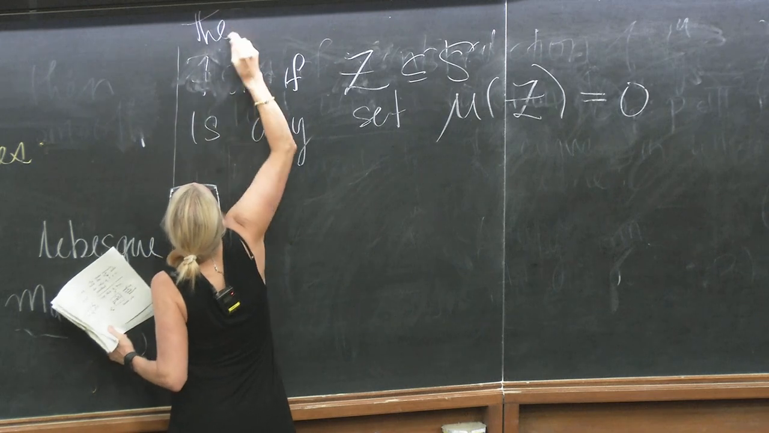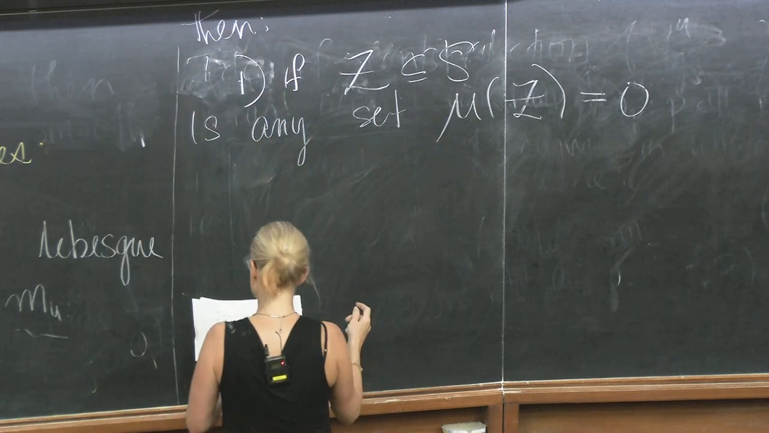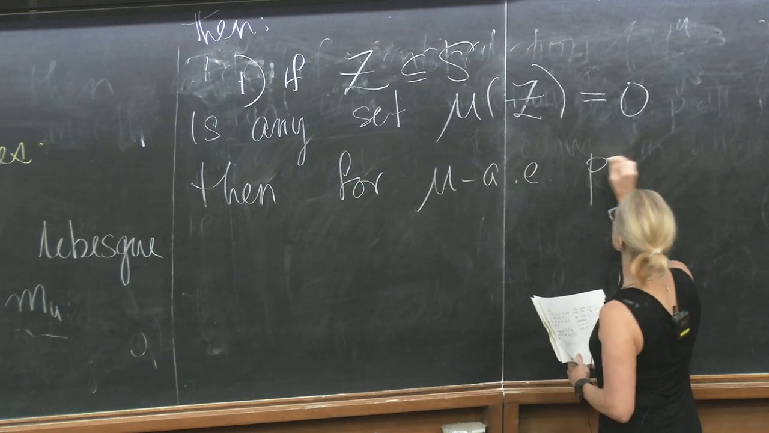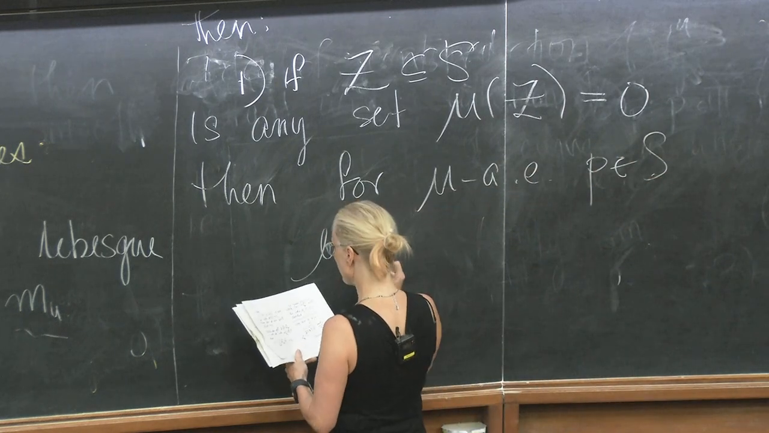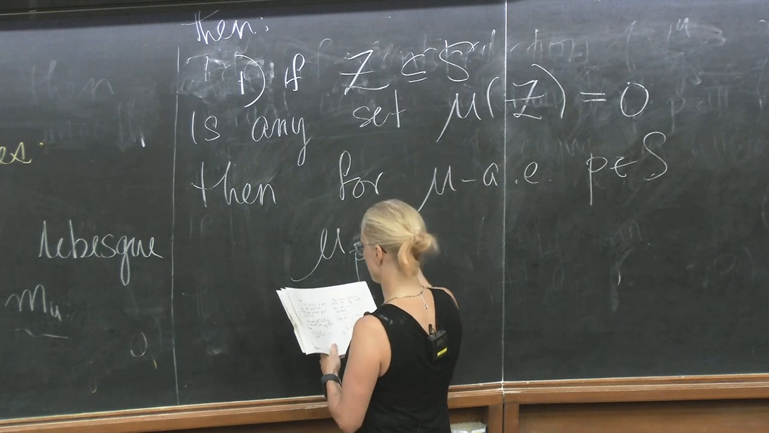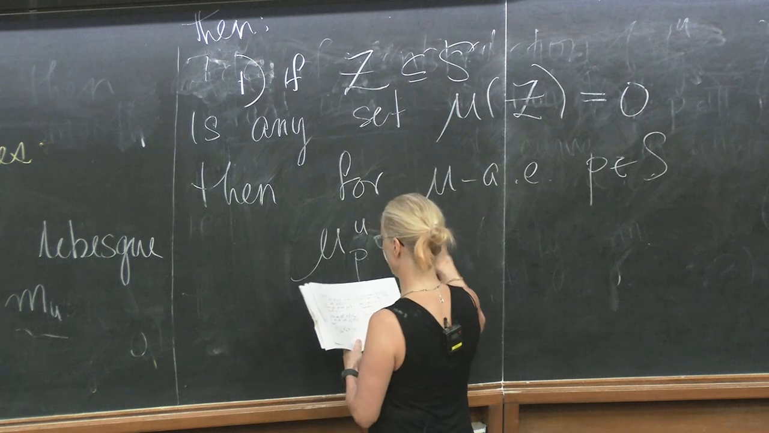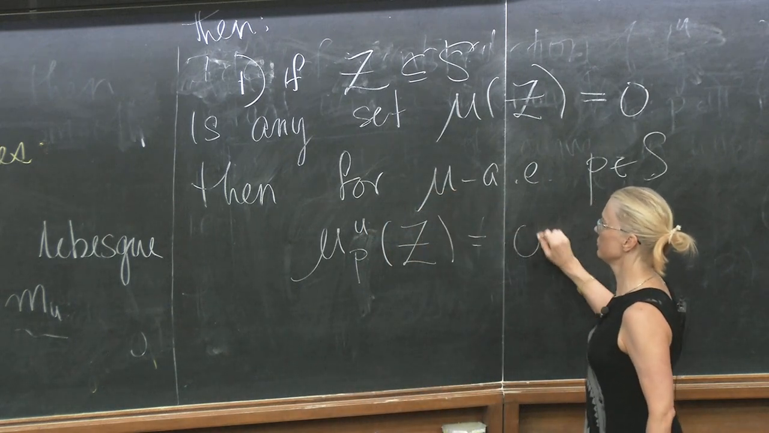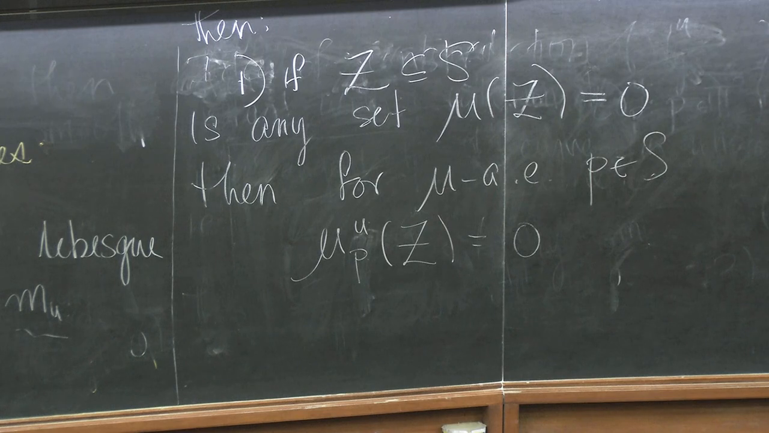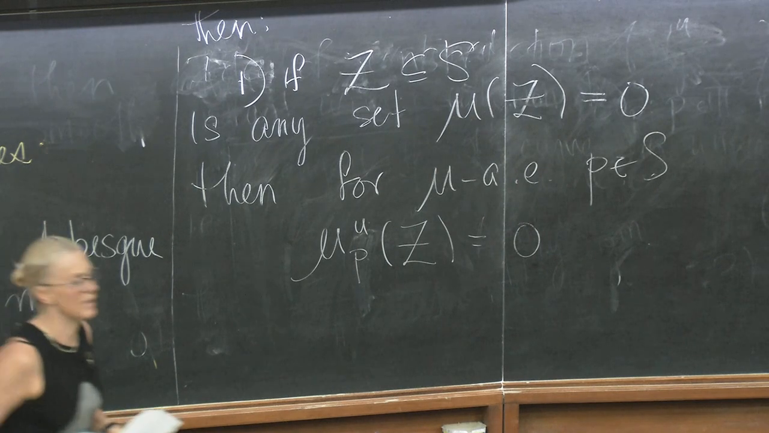Then, for almost every p in the square, the unstable measure of Z is 0. Or if you like, if I intersect Z with the plaque through p, so I have some 0 set Z, and I take almost any point in the square and intersect Z with the plaque, I get a set that has measure 0 in the plaque. So 0 in the ambient space restricts to 0 on plaques.